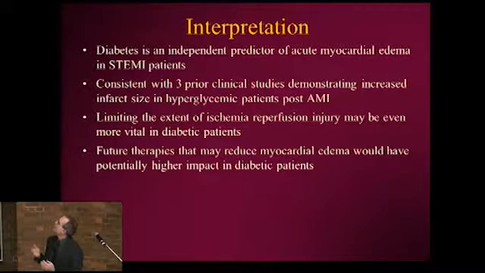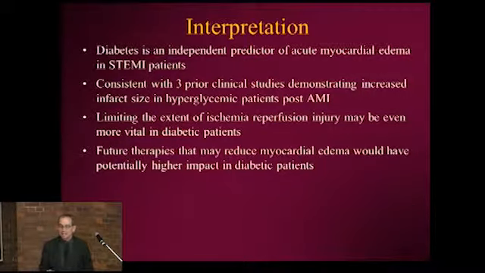And it gives a sense that perhaps there is this ischemic reperfusion injury that is more important to consider in the diabetic patients. And that means that perhaps the diabetic patients should be a particular target of therapies aimed at reducing that edematous response, that inflammatory response. Perhaps that's a way to help them out.